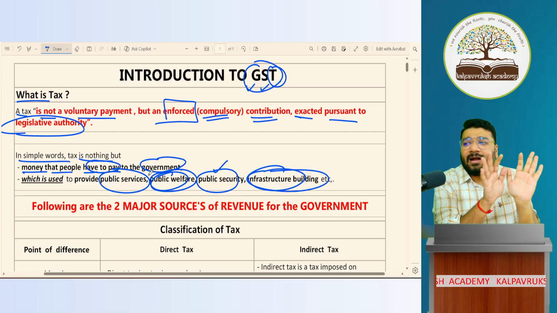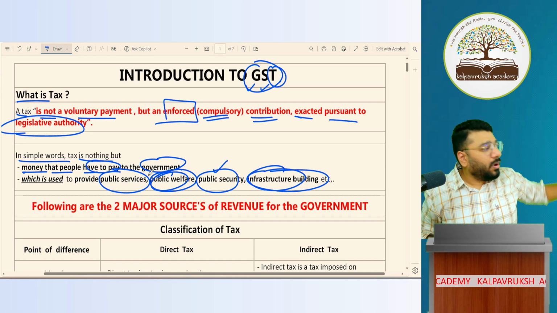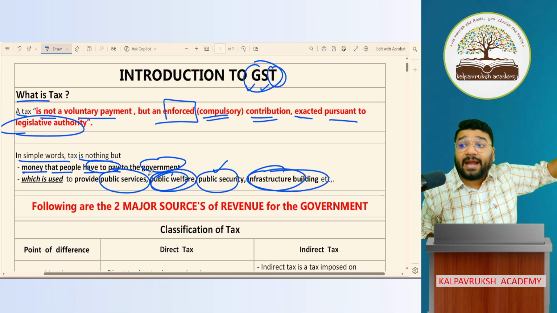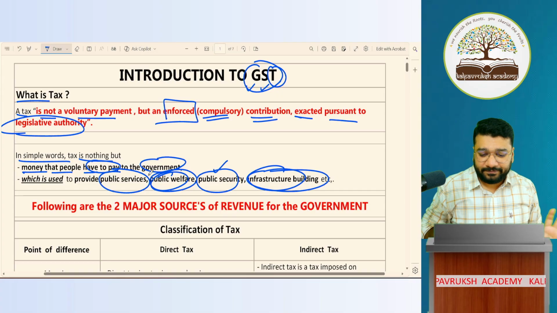Okay, now at prima facie level, what is GST? What is tax? Why is tax collected? What is the objective behind the collection? I've discussed this.